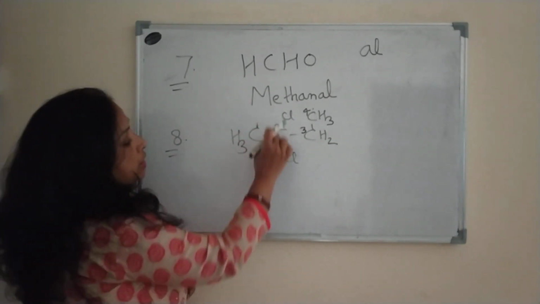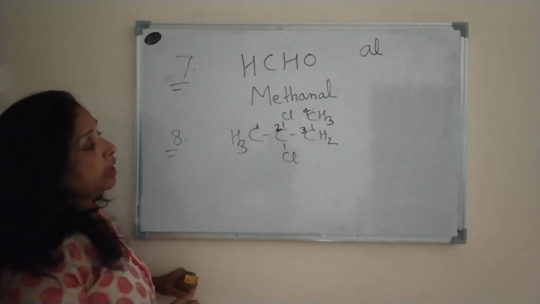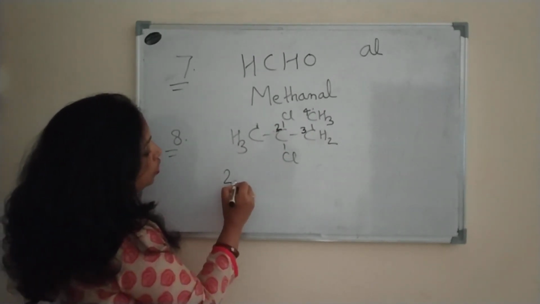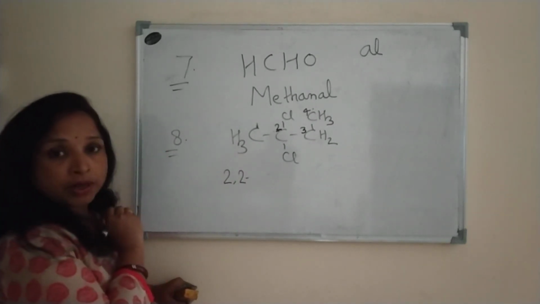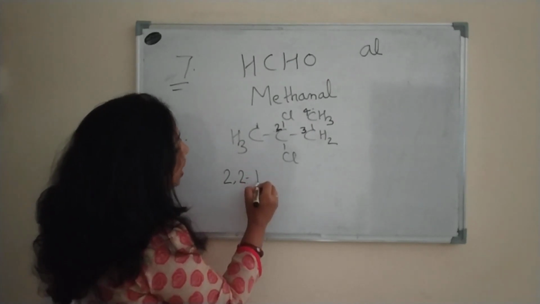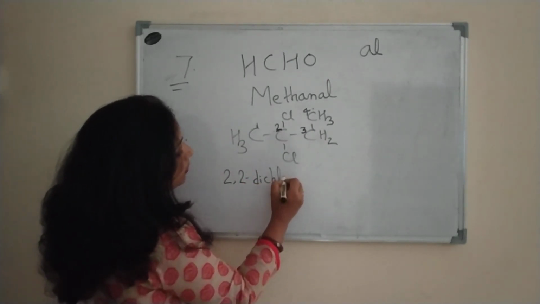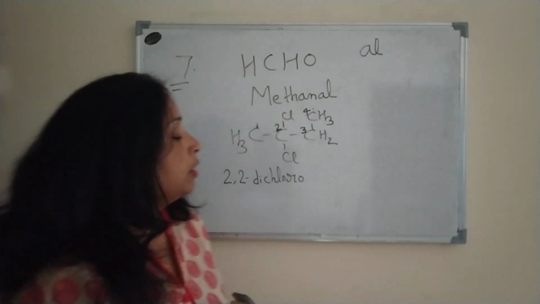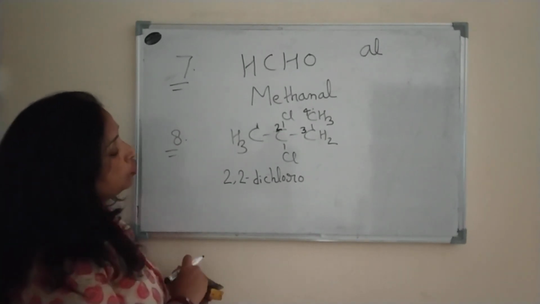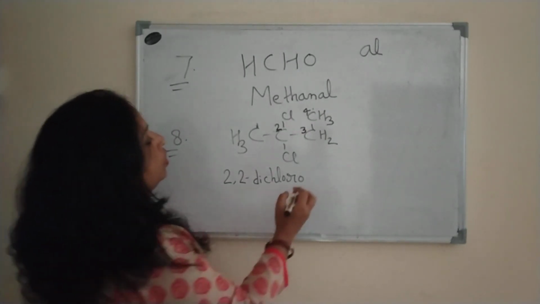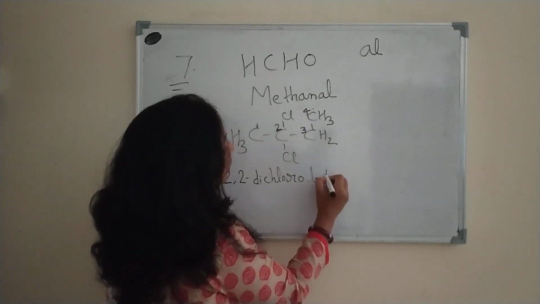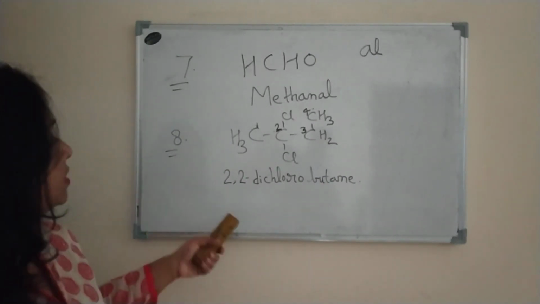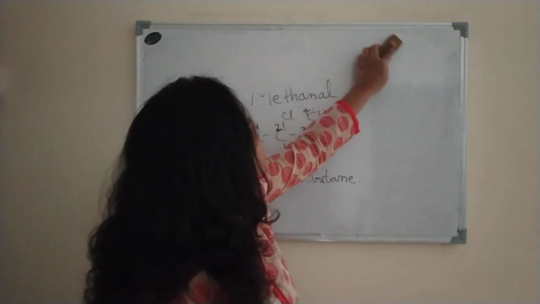There are 2 Cl. For 2 Cl we use di, and the position of the Cl is the second position. So the name becomes 2,2-dichloro. Our number of carbons present is 4, so the 4-carbon chain is there. That's why we use 2,2-dichlorobutane, because a single bond is present. This was the 8th one. Now move on to the next.